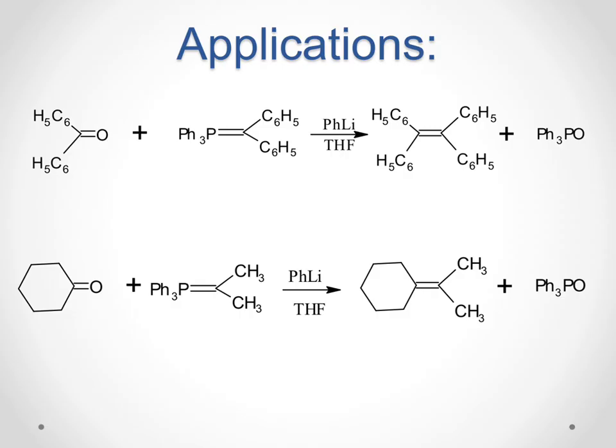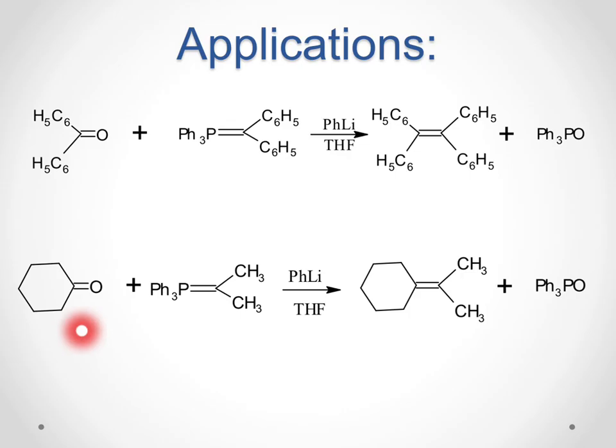Let's see examples of the Wittig reaction. So here I have taken benzophenone and treated it with a phosphorus ylide. You just have to replace this oxygen atom by this alkylidene group. So we get tetraphenylethene as the product, which is a highly substituted alkene.